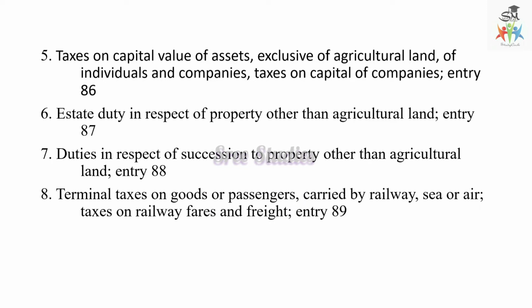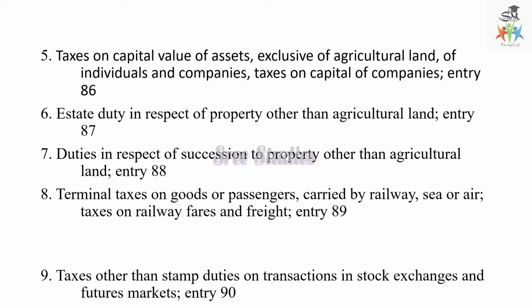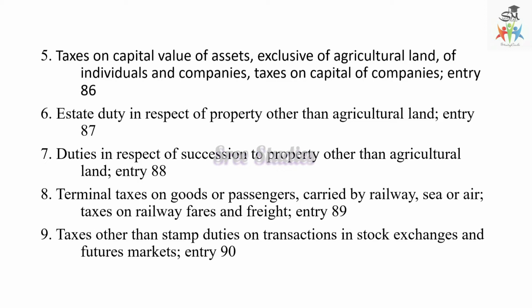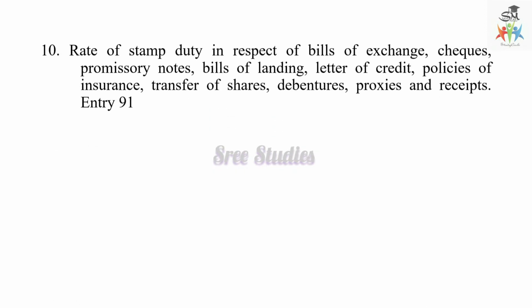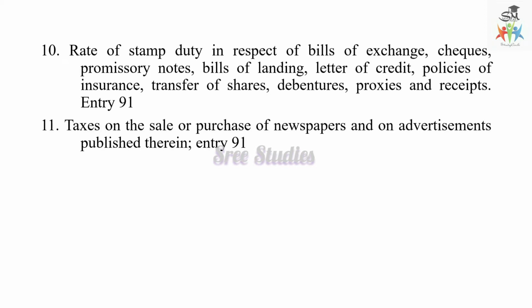The next one is terminal taxes on goods or passengers carried by railway, sea, air. Then taxes on railway fares and freight are given under entry 89, and the taxes other than stamp duties on transactions in the stock exchanges and futures markets are entry 90. The rates of stamp duty in respect of bills of exchange, cheques, promissory notes, bills of lading, letters of credit, policies of insurance, transfer of shares, debentures, proxies and receipts are everything given under entry 91.